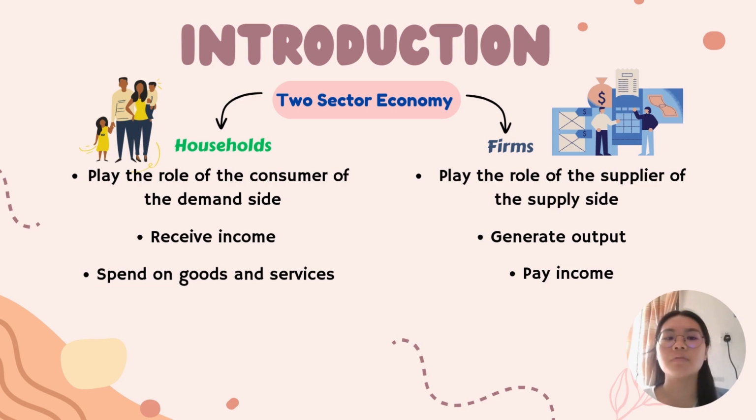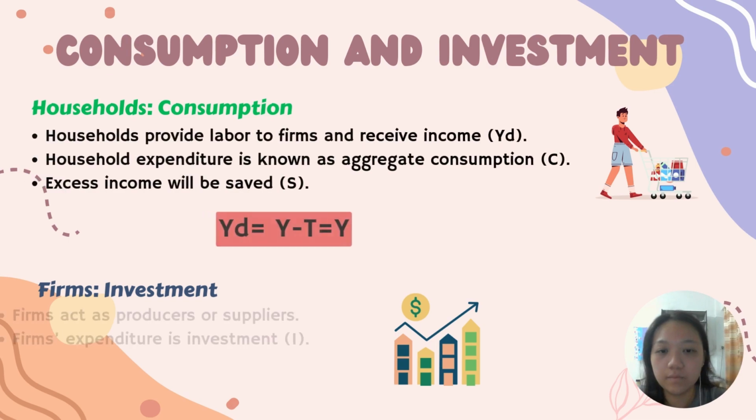On the other hand, firms play the role of the supplier on the supply side. Firms produce goods and services using factors of production and also pay income to households in the form of wages, rent and profits. This creates a circular flow as money moves from firms to households through income and then back to firms through spending on goods and services.